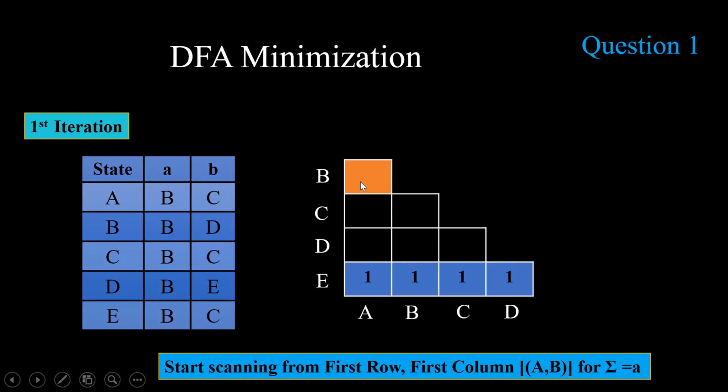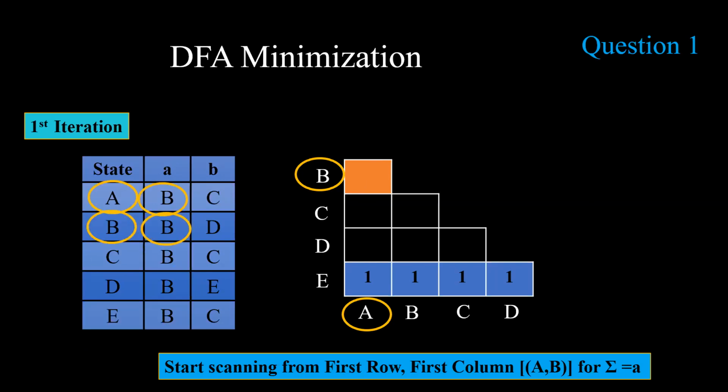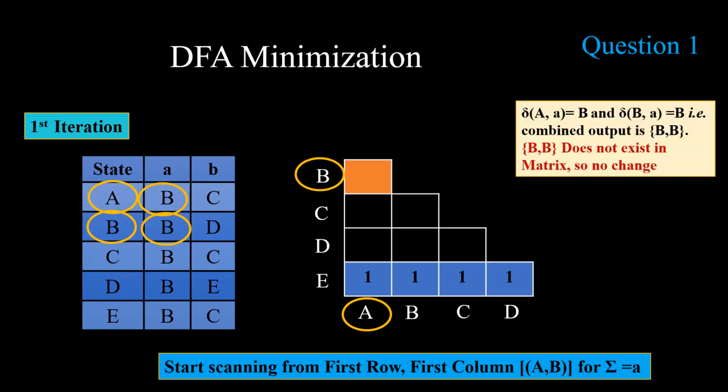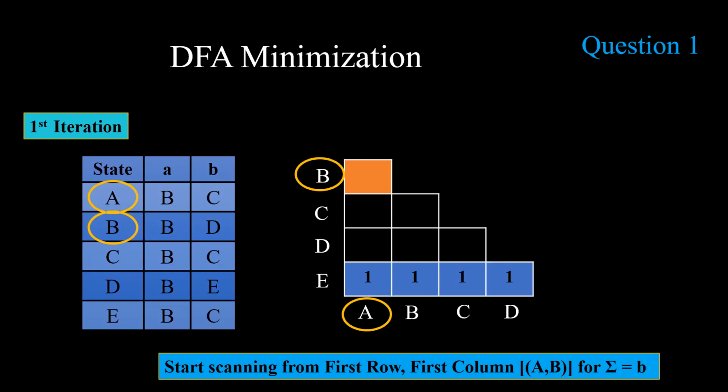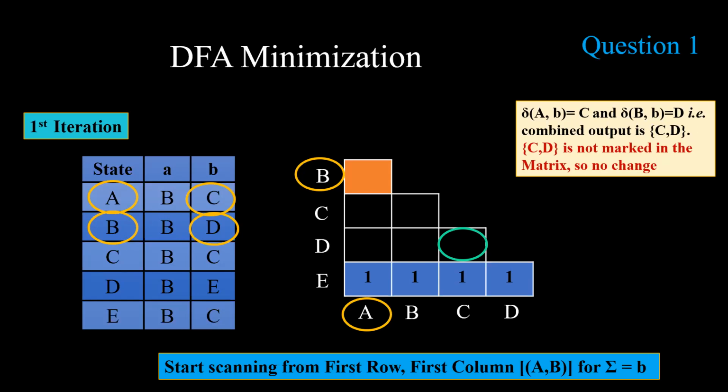We will check what is the value corresponding to the sigma. Here sigma is AB. We will start with AB. Since this is the first cross section of our matrix, AB on A. AB on A gives us BB. That is this point. BB does not exist in the matrix, so we will not make any change in the lower triangulation matrix. Next is AB on CD. If we see AB on CD, CD is unmarked in this matrix, so there will be no change.